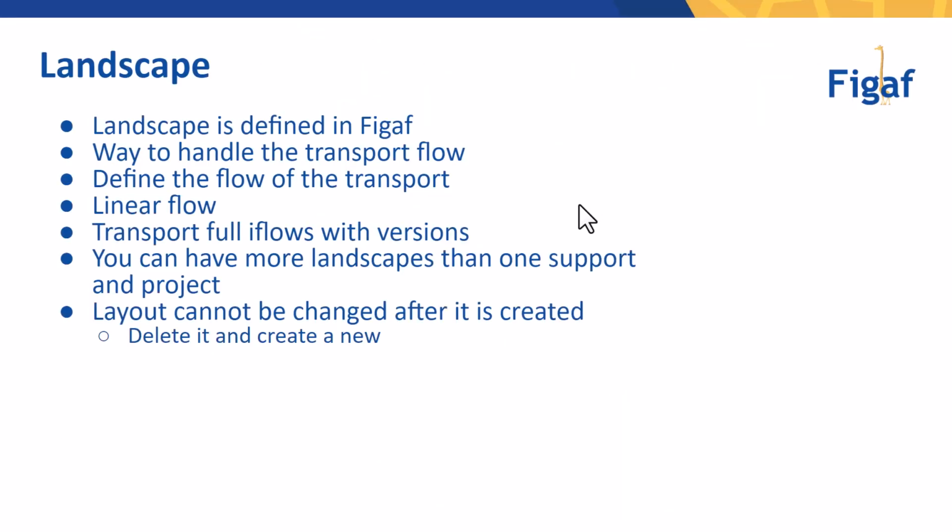So a landscape is defined in Figaf. It's a way to handle your transport flow, where you say if you move from dev to test to production, it's linear. We do have options to do branching, but it is a little more complex, and probably some of the things you need to reach out to us to figure out how to do. And the challenge is, once you have created it, you cannot make modifications. Then it is what it is, and you will need to live with that, or delete it and create a new one. You can always create new landscapes.